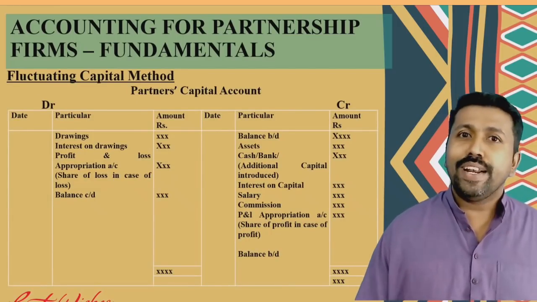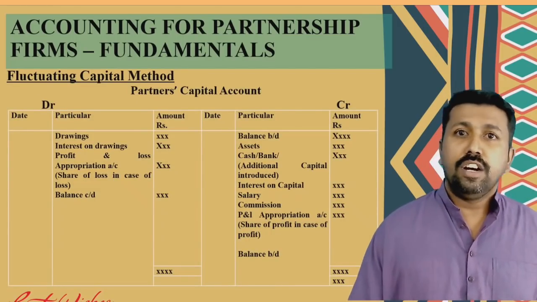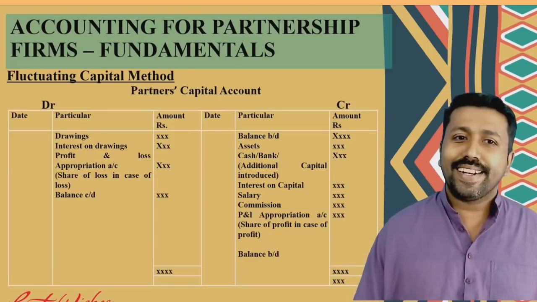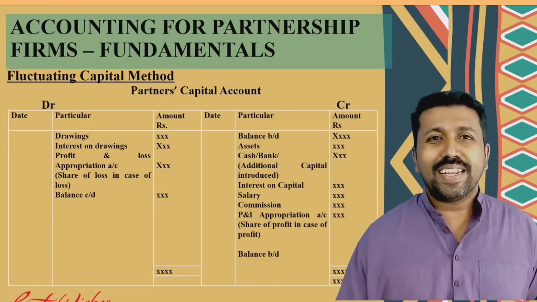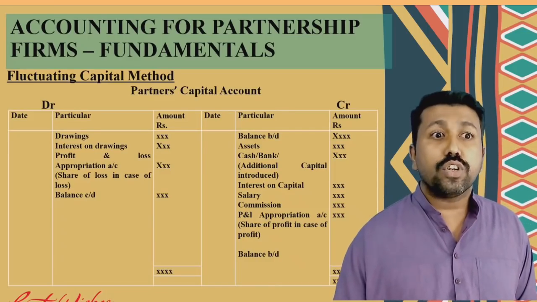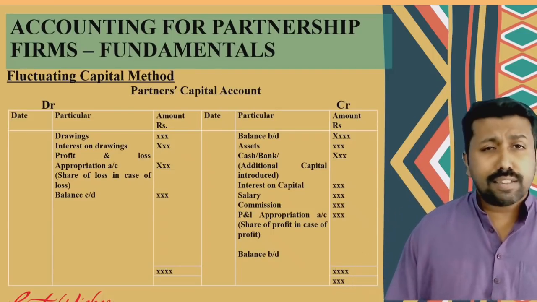You know very well all the items: opening balance and additional capitals, interest on capital, salary or commission to a partner, then profit and loss appropriation share. All these things will come in the credit side, and in the debit side, normal items like drawings, interest on drawings, profit and loss appropriation share of loss, and revaluation loss are coming.